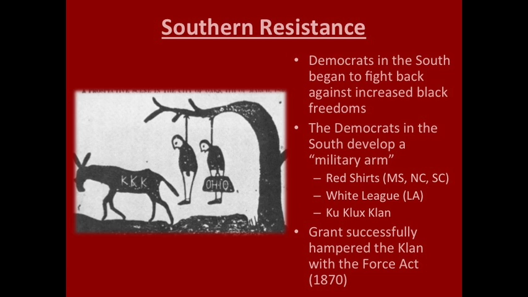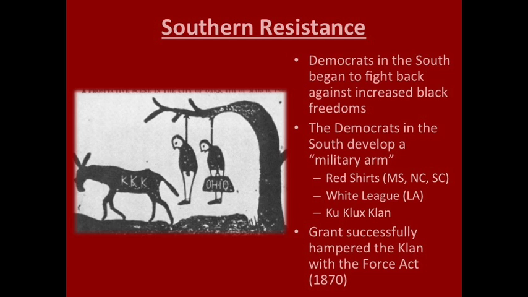Organizations like the Red Shirts in the Carolinas and the White League in Louisiana, and of course, most notably, the Ku Klux Klan, which was referred to by many people as the military arm of the Democratic Party in the South. They murdered carpetbaggers. They murdered blacks who were trying to vote. They murdered anyone who was trying to protect African Americans' rights to vote, and they were very, very intimidating. It was a secret organization, so there were no official rosters or anything like that. So they were essentially able to do this for a while with impunity.